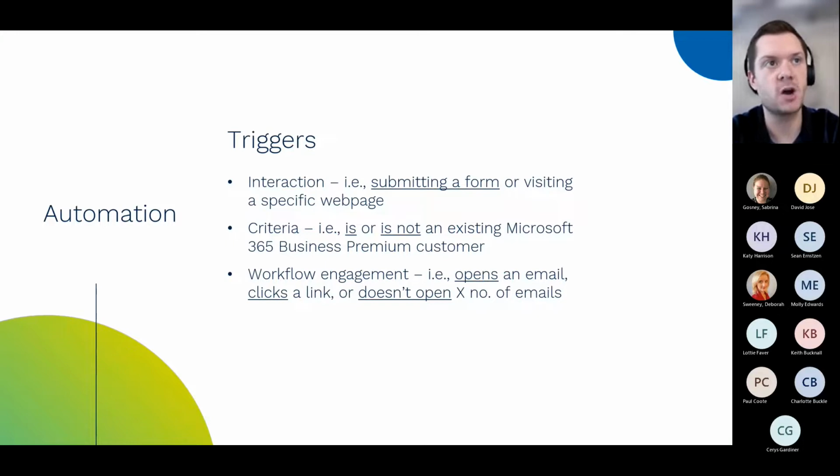We can trigger based on criteria if we know that information in our CRM. So are they an existing Microsoft 365 Business Premium customer? If they are, we might not put them into a trigger, or we might put them into a referral or retention workflow. If they're not an existing Business Premium customer, we might start to share information around the importance and the benefits of Business Premium, thinking about the various different solutions that they can access, the benefits, case studies, etc.